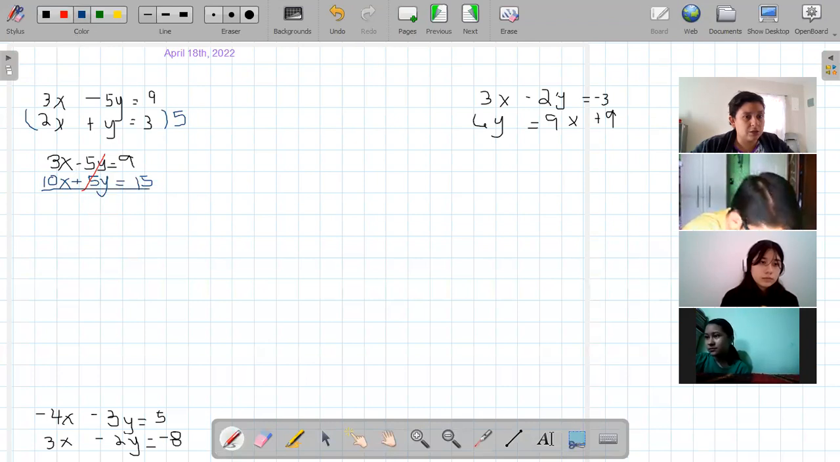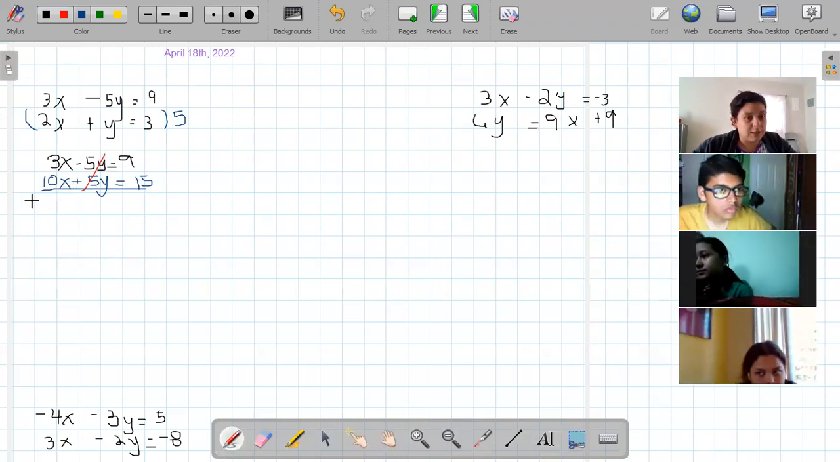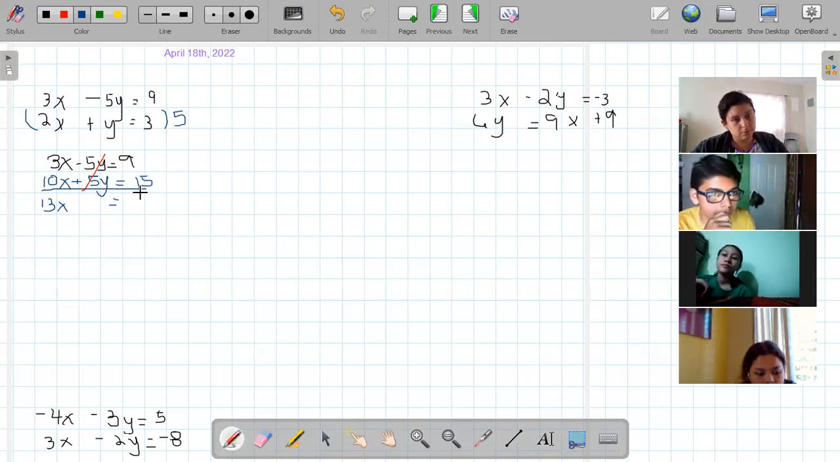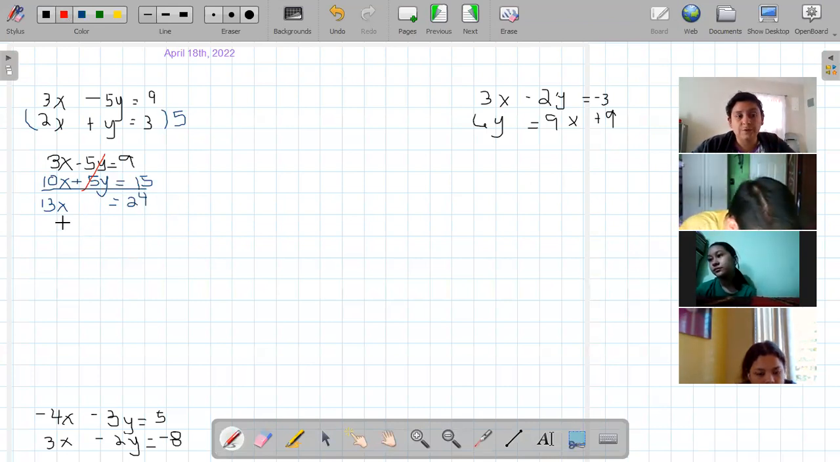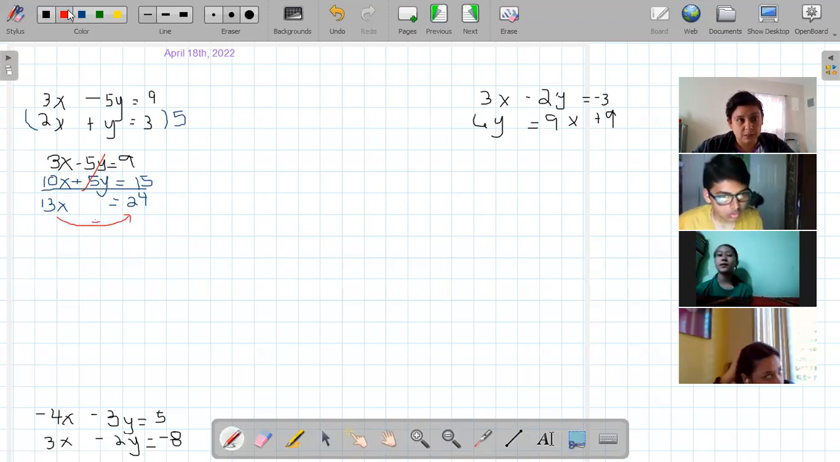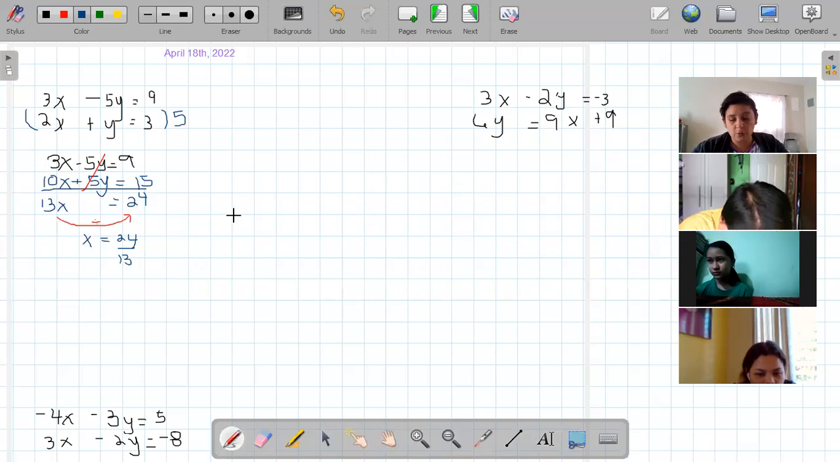I'm crossing a line underneath this, and I'm going to add and subtract the rest. This is 0, so I cross it out. 3x plus 10x, 13x, equals 9 plus 15, 24. And you see, I told you, we have a one-step equation. So I need to leave the x completely unknown. So the 13 goes to the other side, dividing. And we are left with x is equal to 24 over 13. Can I simplify 24 over 13?